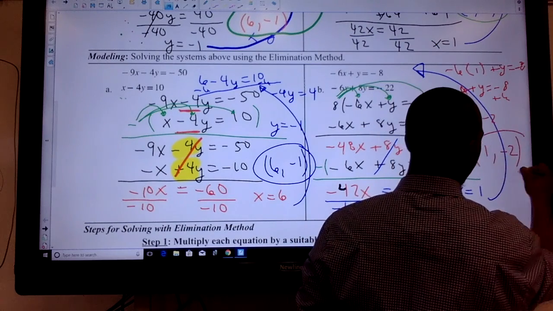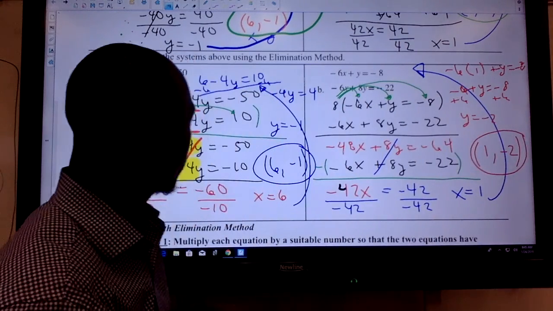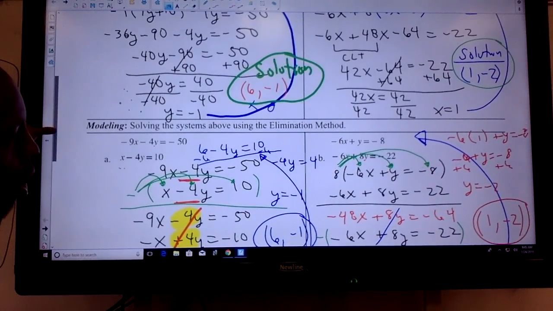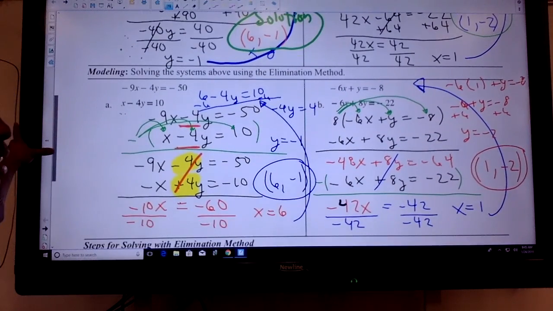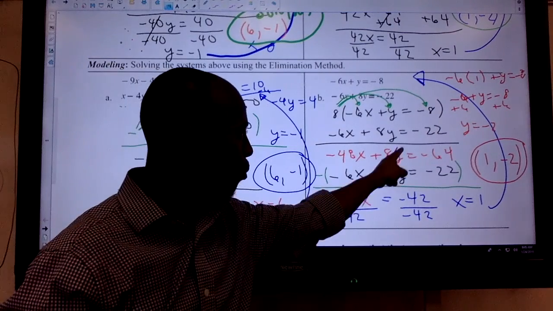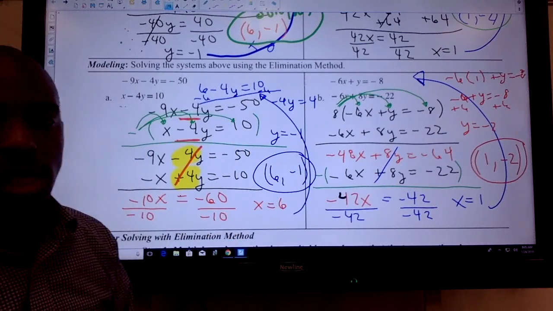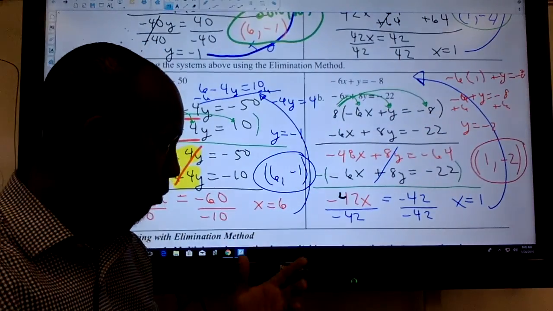And then voila, we check to make sure that's the same as what we got up here. And it looks the same. Awesome. Okay? So this is called the elimination method. Your goal is to cancel out at least one of the actual variables.